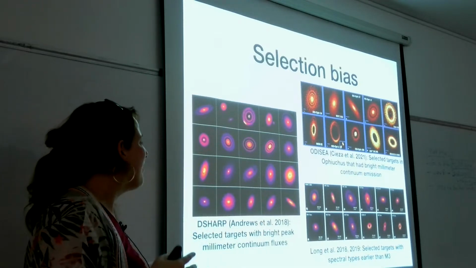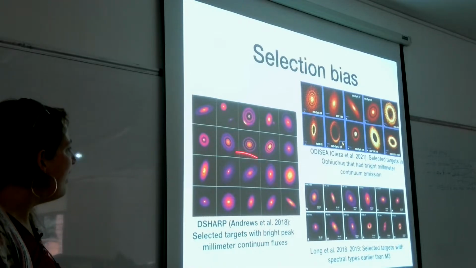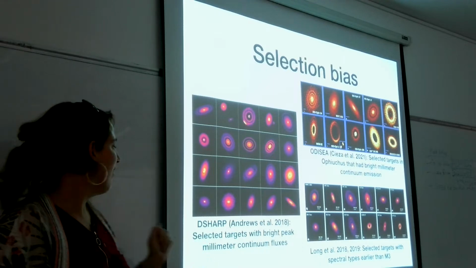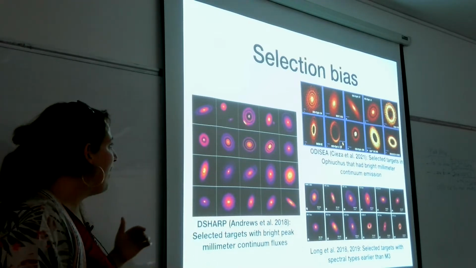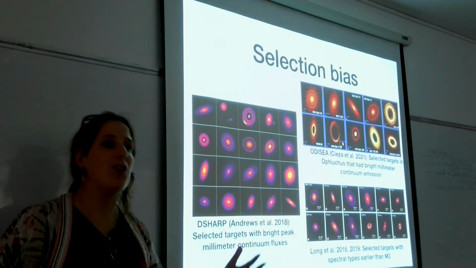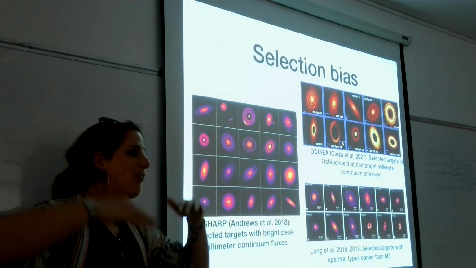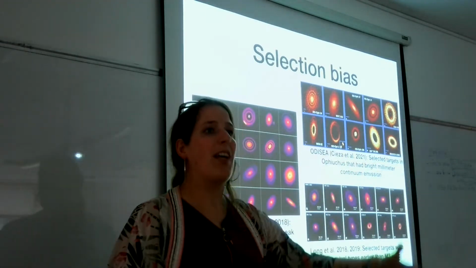So even in high resolution survey studies, there are claims that they are representative or that they are complete, but there are also strong selection biases in these samples. The DSHARP survey selected all the targets that had a bright millimeter flux and that were already previously resolved with ALMA. So you have a very weird selection there.